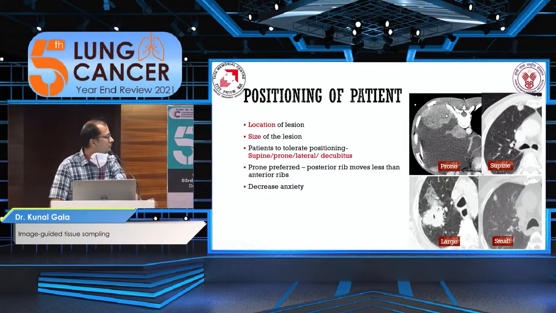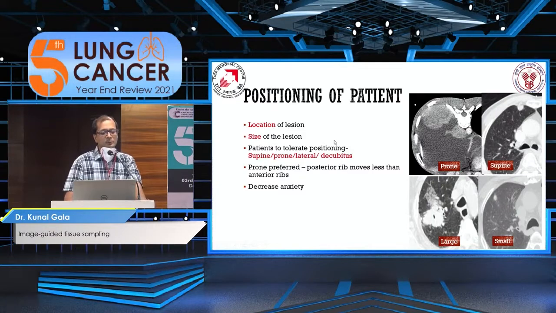So coming on to the positioning of the patient, depend on the location of the lesion. If the lesion is placed posteriorly, you need to go from a posterior approach, whereas if the lesion is placed anteriorly, you need to go from the anterior approach. So this is a lesion which is posteriorly located. A patient needs to be done in a prone position, whereas this is anteriorly placed, which needs to be done in a supine position. So position can be supine, prone, lateral, decubitus, which needs to be explained to the patient.